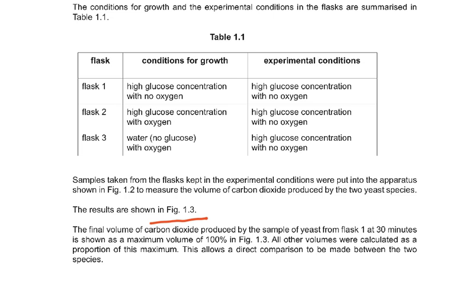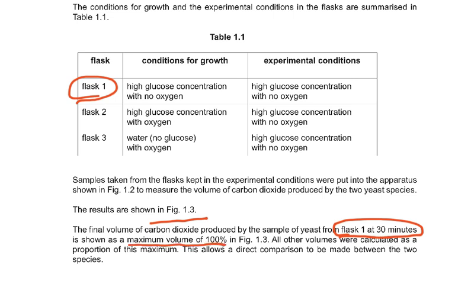So the final volume for flask 1 at 30 minutes is shown as a maximum, whatever it was, and that is considered 100%. Say it was 20 cm cubed or 30 or 40, that was considered as 100%. All other volumes were calculated as a proportion of the maximum. So for instance, if it were 20 cm cubed in flask 1, that is 100%. In the next, if it's 10, then it would be 50%. This allows a direct comparison to be made between the two species. So flask 1 at 30 minutes was shown as the maximum volume of 100%.